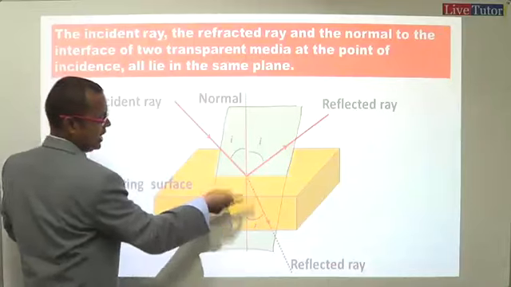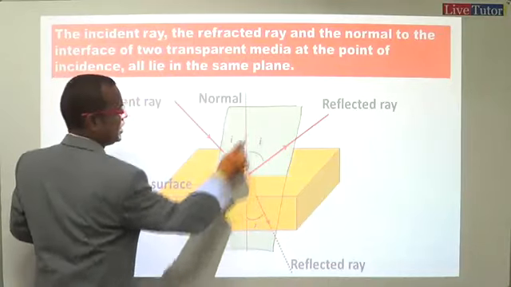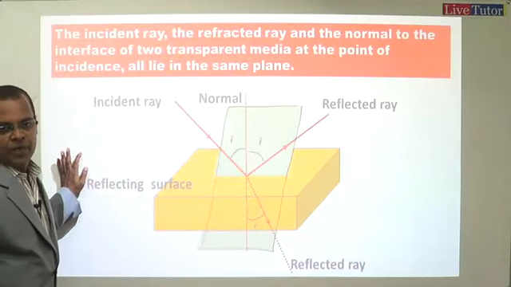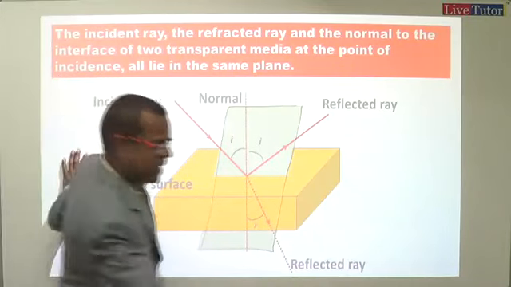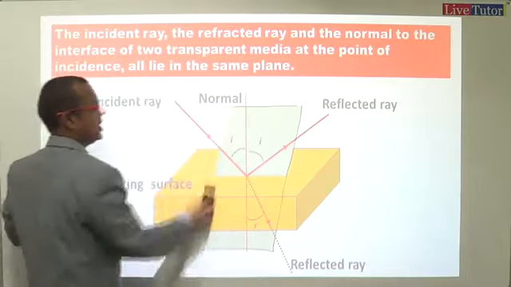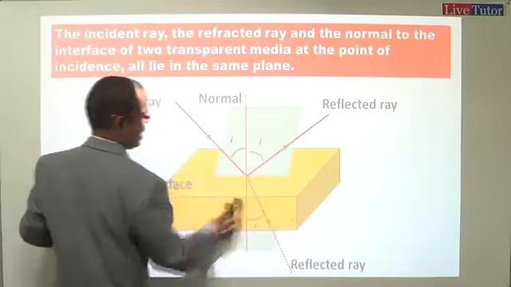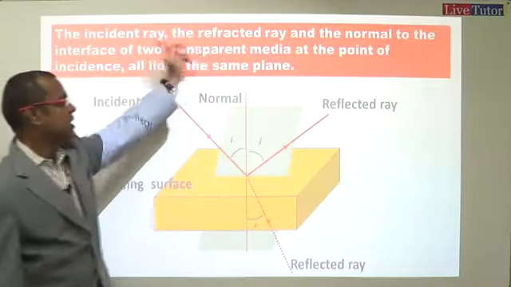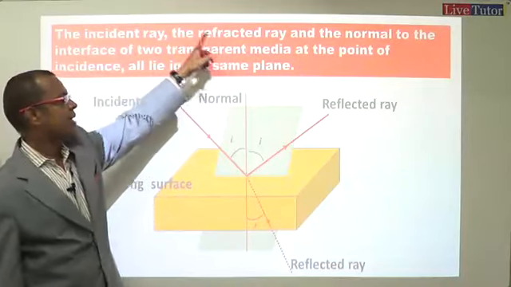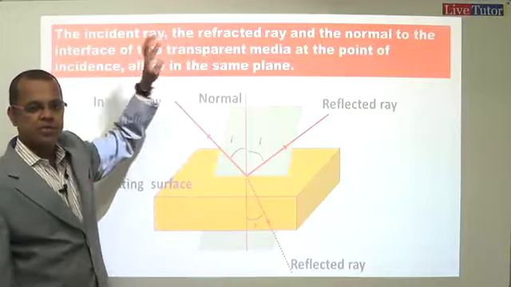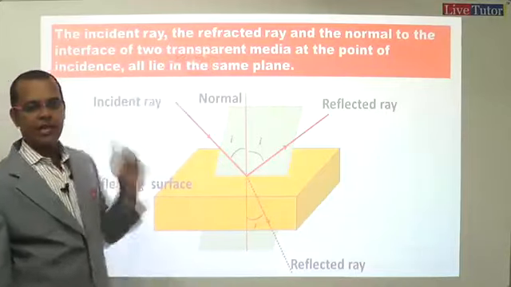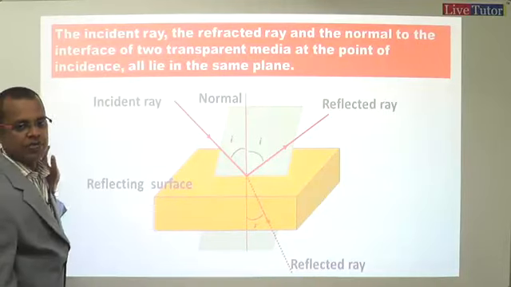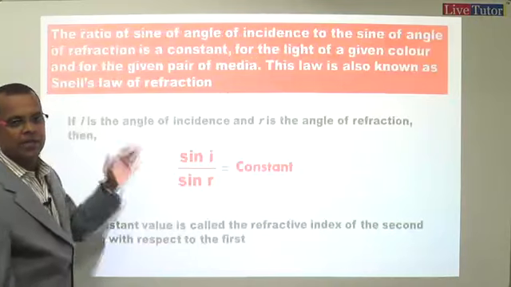So the incident ray, the refracted ray, and the normal to the surface, interface, all these three lie on the same plane. This is what we call the first law of refraction. And remember the word: in the laws of reflection we use the reflected ray, the incident ray, and the normal to the surface. But here the refracted ray and the normal to the interface of two transparent media lie in the same plane. That is the first law.